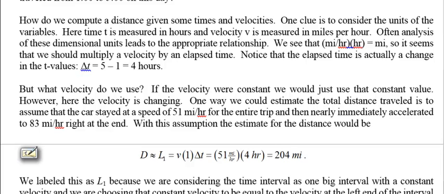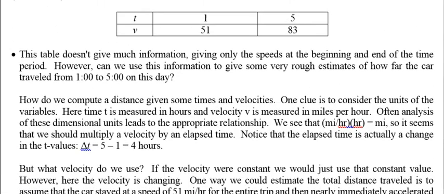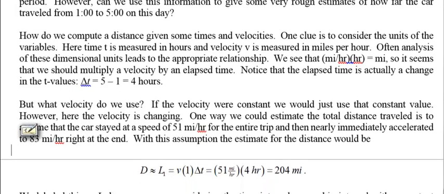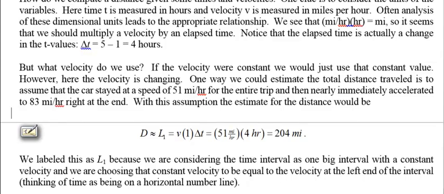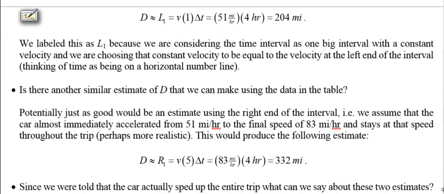Now, is there another way we could have estimated this? Well, here we assumed it was 51 the whole time, except right at the end it jumped up to 83. We could do it the other way around, maybe a little more realistic: it started at 51 here, but immediately accelerated up to 83 and stayed at that. Maybe they got their cruise control on and left it at 83 for the whole trip. Well, that would be what we might call a right estimate. So potentially it's going to be just as good.